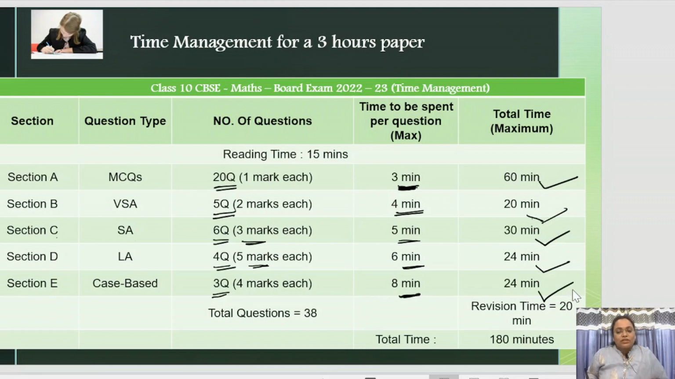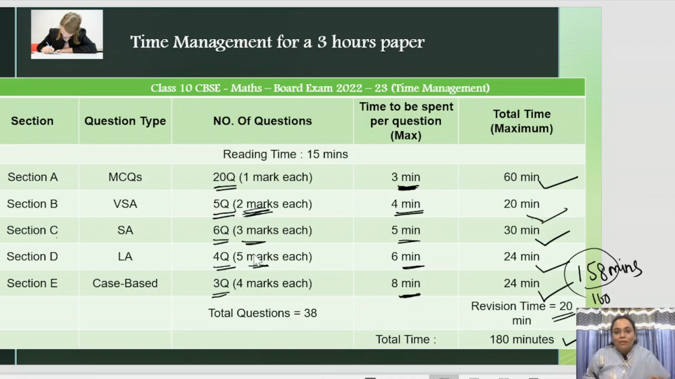When you add all the sections, you get 158 minutes, and 28 minutes is your revision time. So I'm just rounding it to 160 minutes, and then it comes to 180 minutes. So you can complete the paper in 3 hours. You just need to set a target of time for yourself and try to complete by that time. If you are lagging, just speed up.